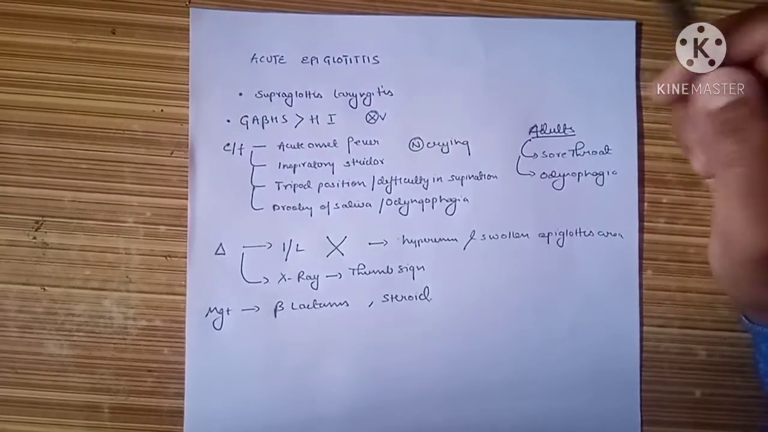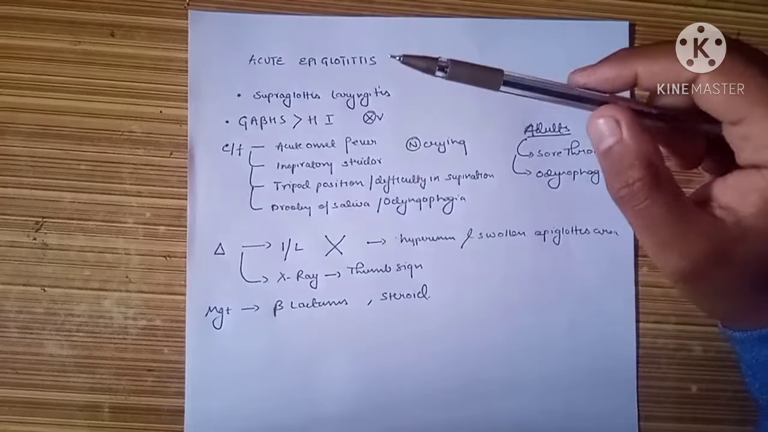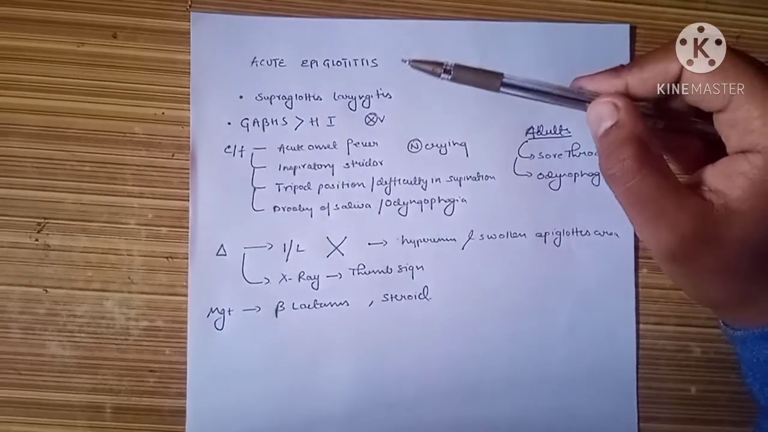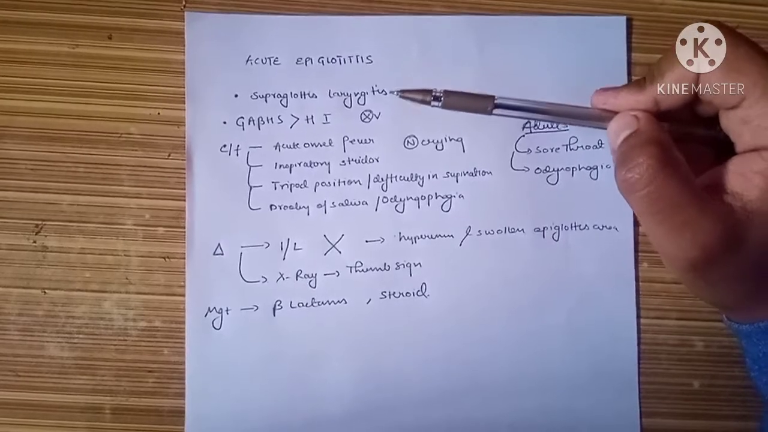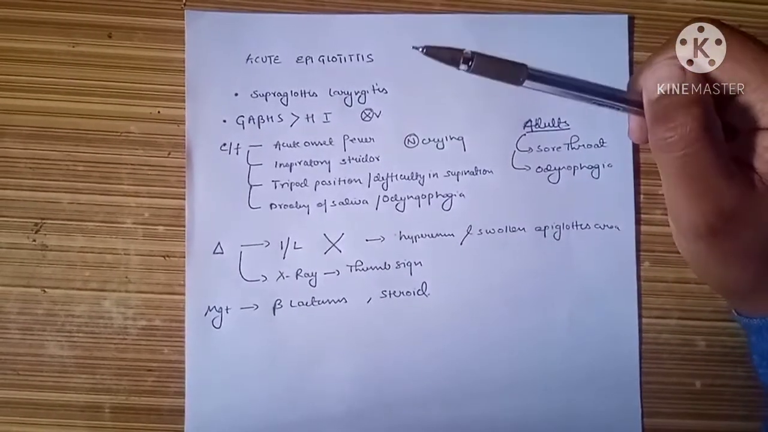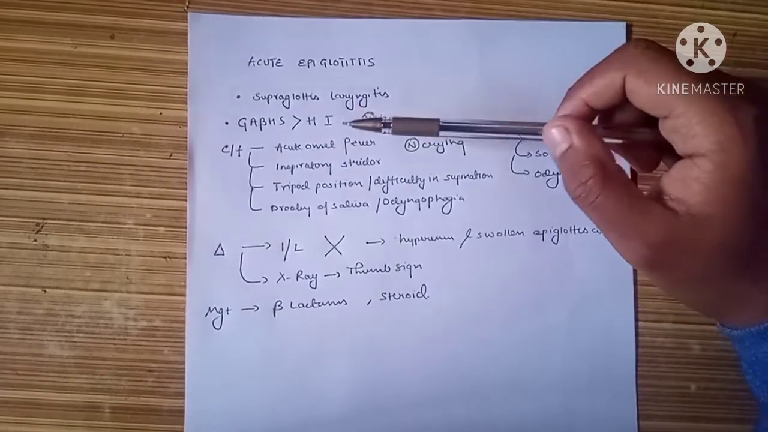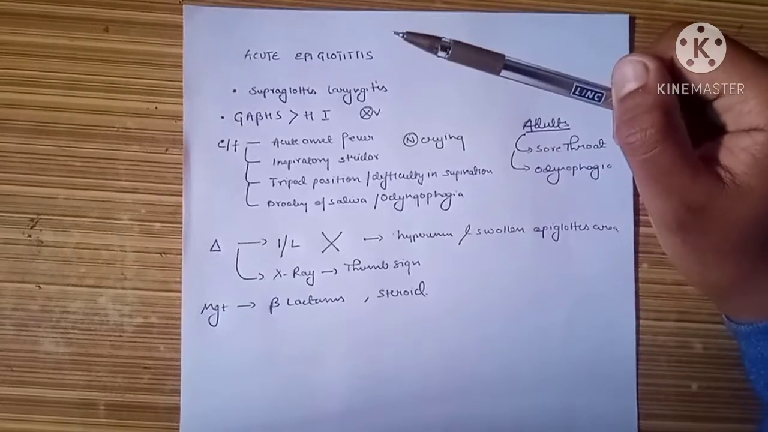Hello everyone. So today we are going to talk about acute epiglottitis, that is a supraglottic condition of the larynx, so named supraglottic laryngitis also. Now before the advent of the Haemophilus influenzae vaccine, the most common cause used to be a Haemophilus influenzae infection leading to the epiglottitis.